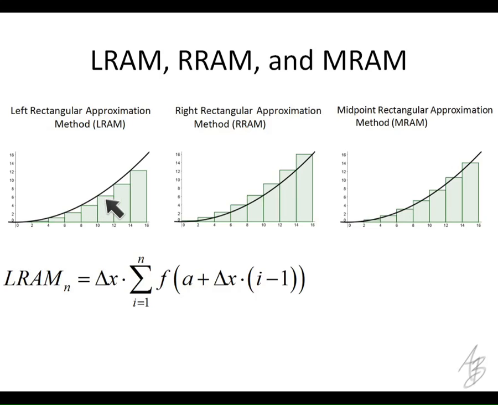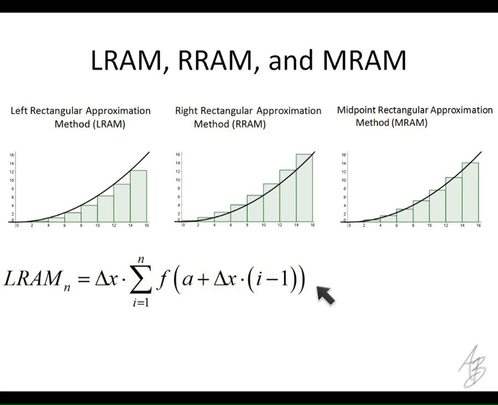This picture here is exactly the same thing that I showed you earlier. And just to give you an idea of what the formulas look like, again, I don't want you to use these formulas. This is the formula for LRAM. So a is the left endpoint, or the starting point of the interval. Delta x is how wide each of the rectangles is going to be, and we figure that out by taking the size of the interval divided by the number of rectangles. And so we'll take the width of each rectangle times the height of each rectangle, which would be given by this, to get the approximate area under the curve.